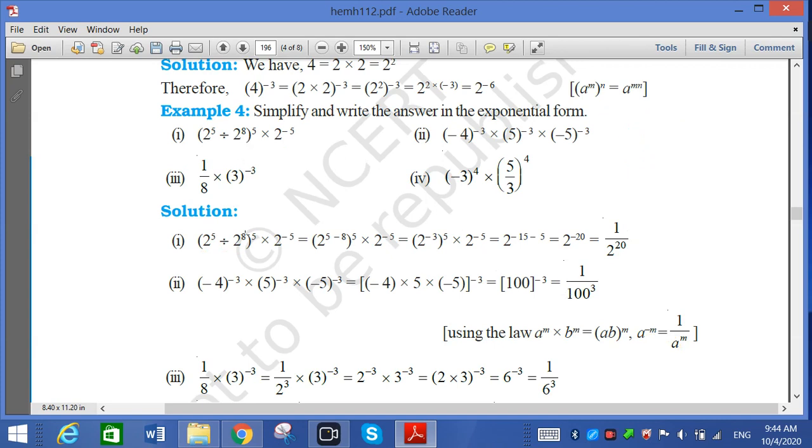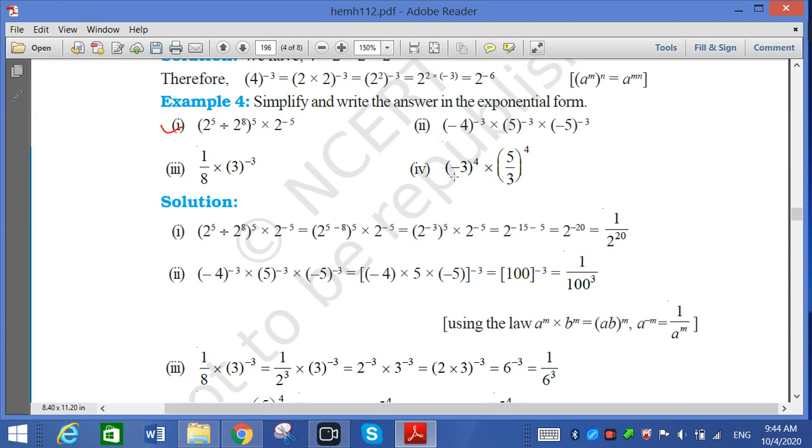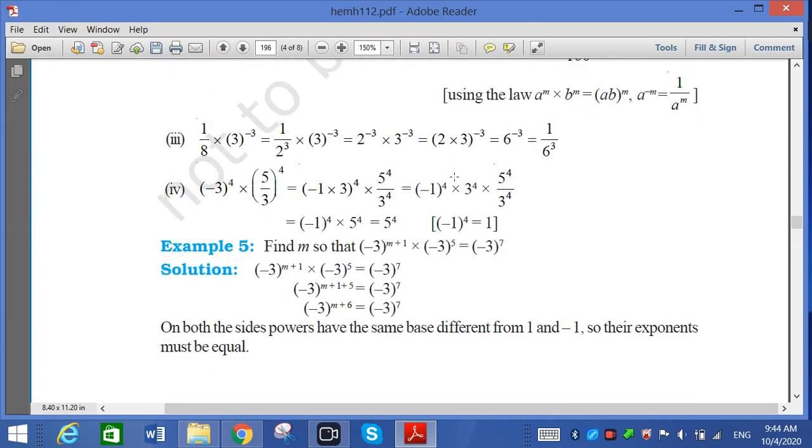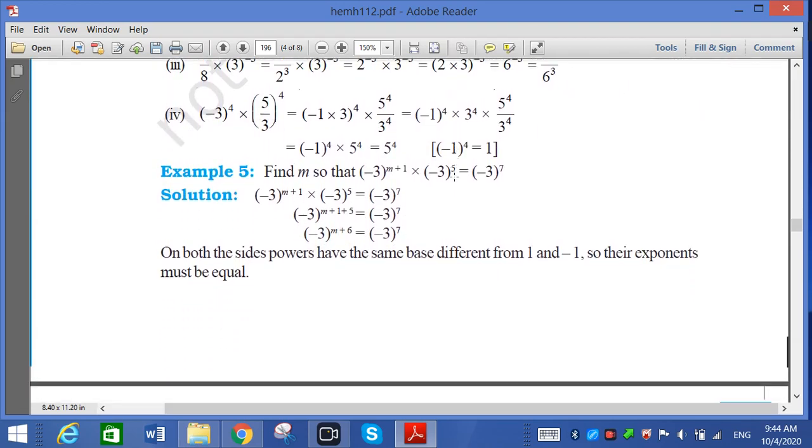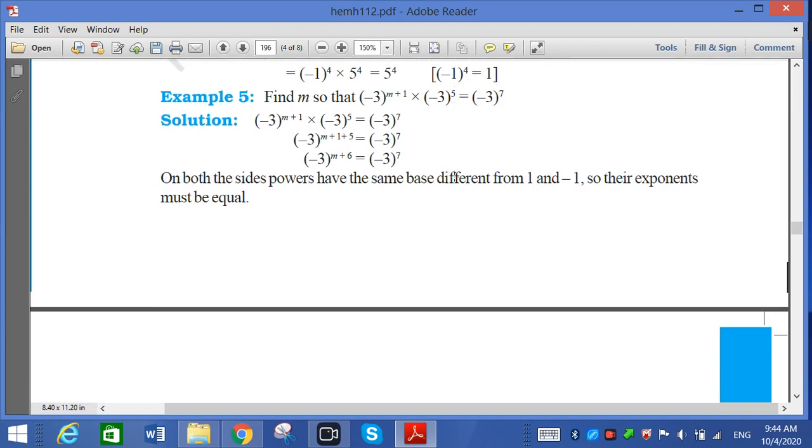So example 4, there are 4 examples. I have completed one. The others you have to try yourself because these are the examples. We go through the exercise or one important sum, that is example 5. Now find the value of m. These are all the most important questions.